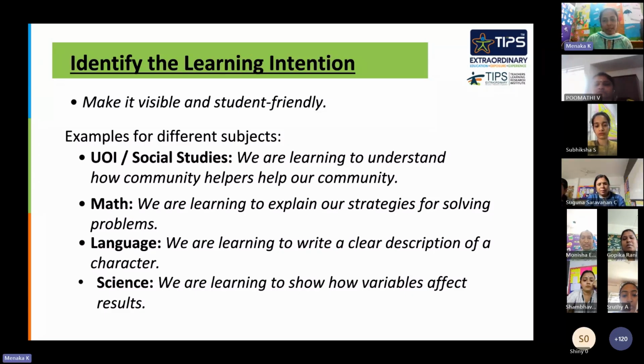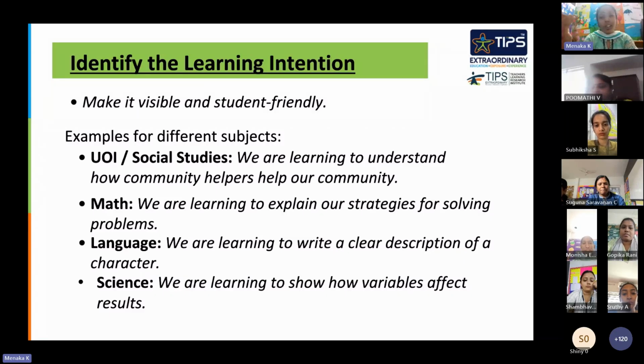I'll give you one example for it. I can name different community helpers. From my learning intention, I can learn different community helpers. I can name the different community helpers. I am able to identify the community helpers around me whom I see every day. I can explain how community helpers help us. I can describe the work of them. I can draw a picture of a community helper. I can identify the different community helpers.